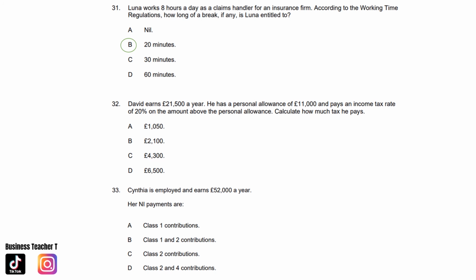And the answer is B, £2,100. Question 33. Cynthia is employed and earns £52,000 a year. Her NI payments are A, Class 1 contributions, B, Class 1 and 2 contributions, C, Class 2 contributions, or D, Class 2 and 4 contributions.